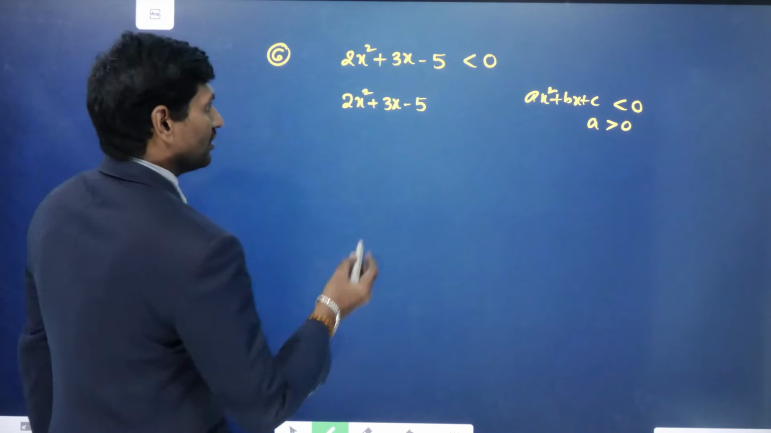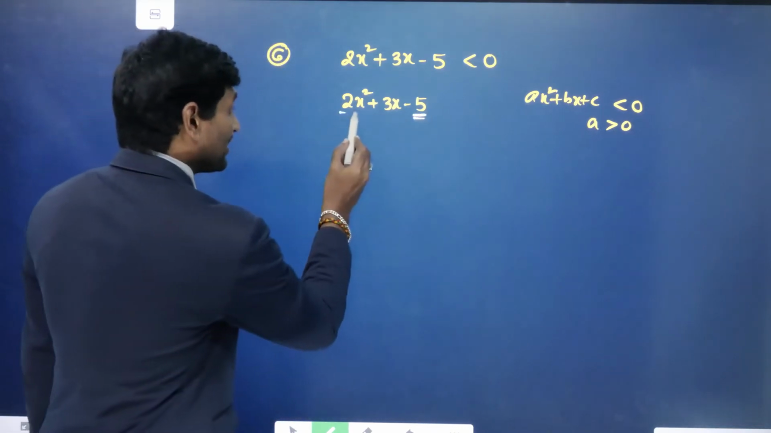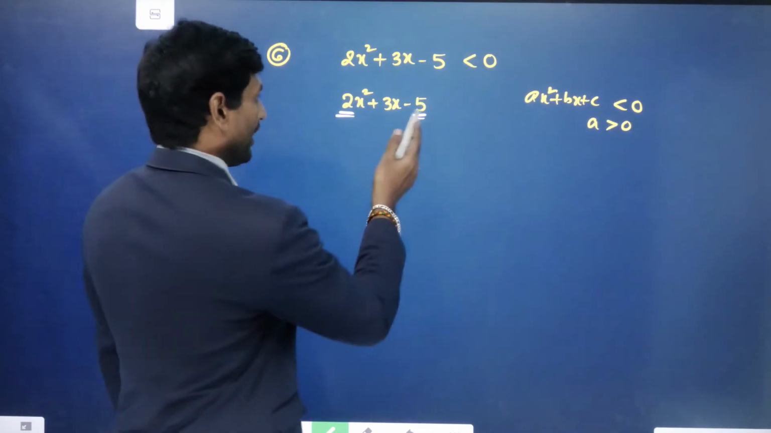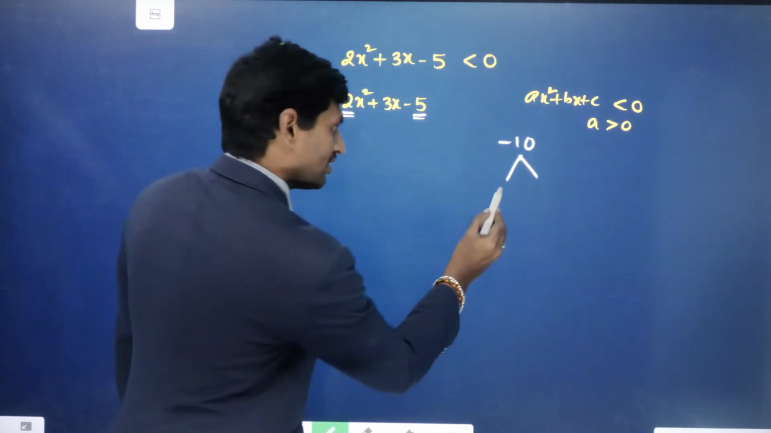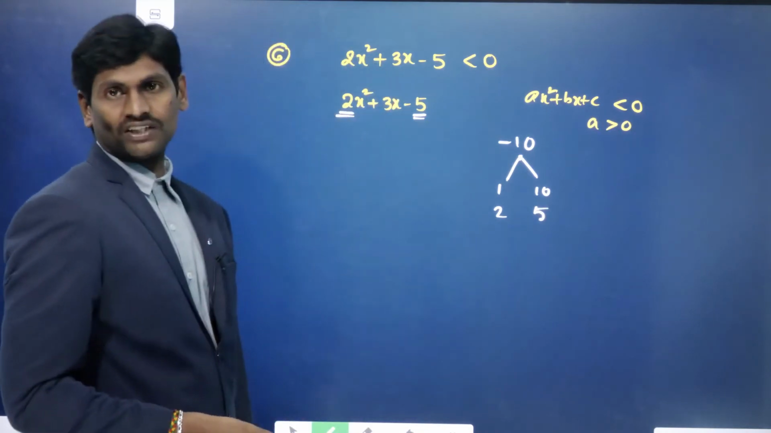Okay. So that means the constant term is minus 5 and the x square coefficient is 2. And you know how to find the factors for this. Minus 5 into 2 is minus 10. I am writing the factors of 10. 1 and 10 are 10, 2 and 5 are 10. There are no other factors for this.